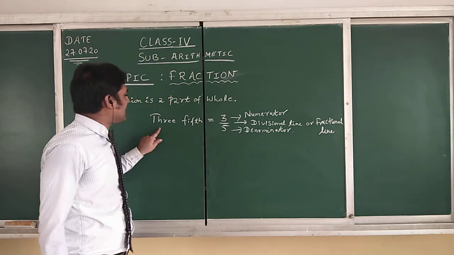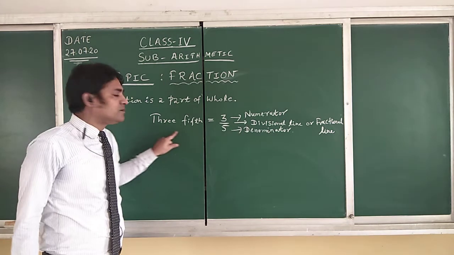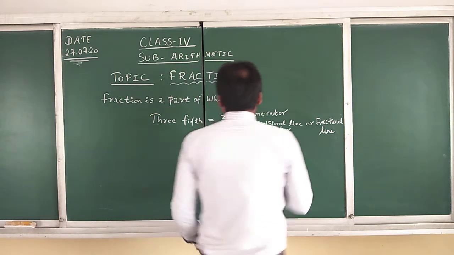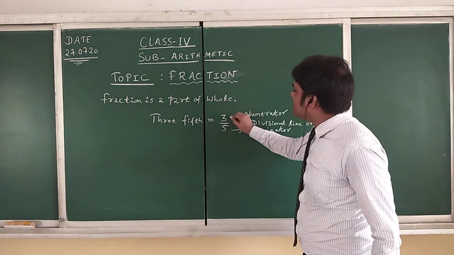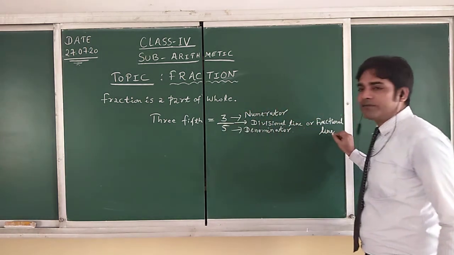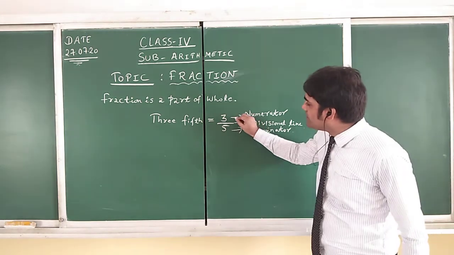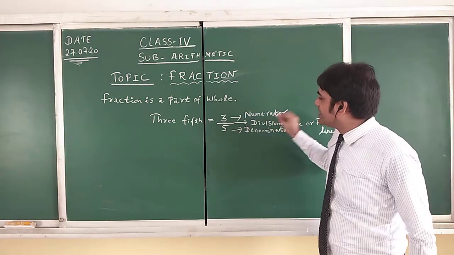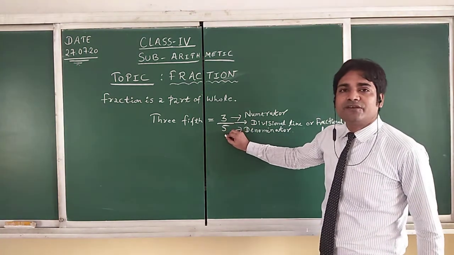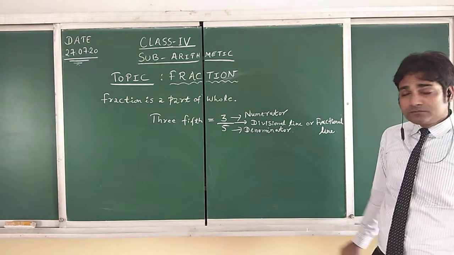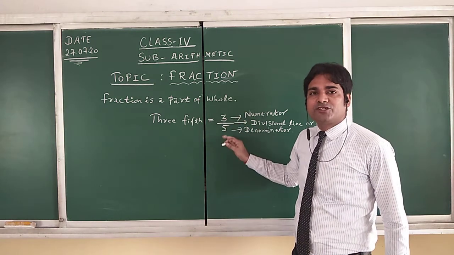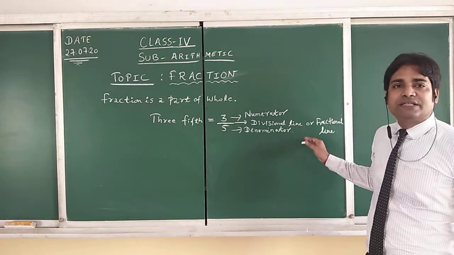Suppose anyone says 3/5 of a number. What does 3/5 of a number mean? 3 upon 5. The number above this line, which is known as the divisional line or fractional line, we call the numerator, and the number below the divisional line we call the denominator. So a fraction is a combination of numerator and denominator separated by a divisional line.